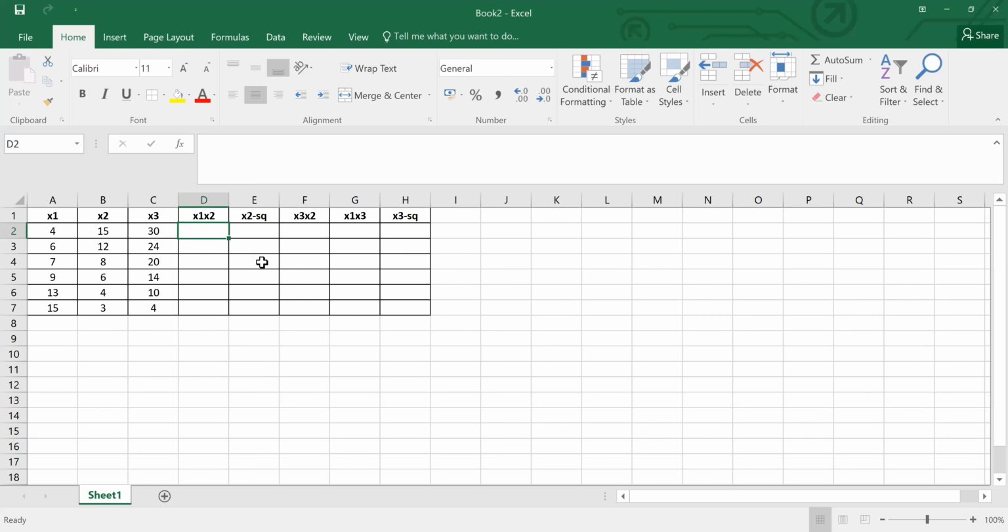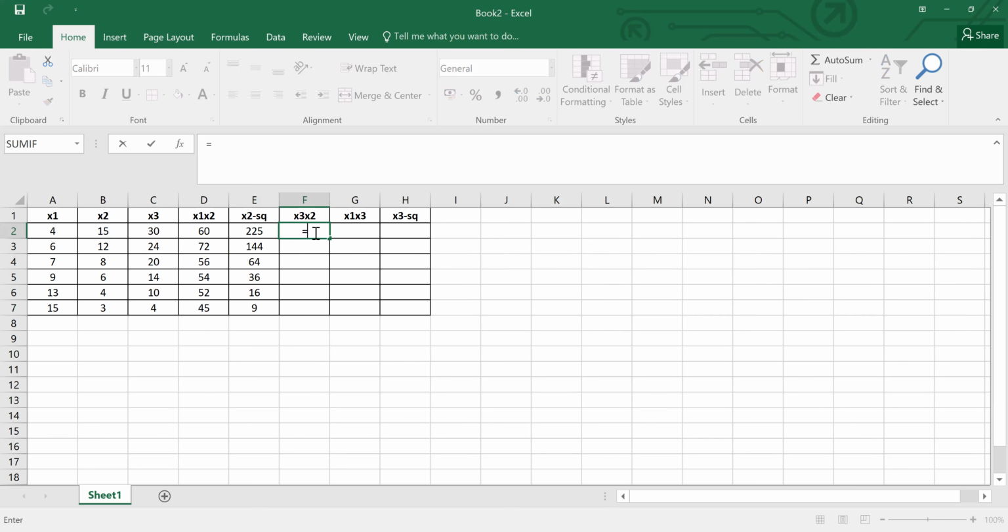So I want to illustrate how these products and summations can be obtained quickly using Excel. This is the data that was given in the question, x1, x2, x3. Then I need x1 times x2, so this is the same as this times that. Then you drag that formula. Then I need x2 square, so this will be this value raised to power 2. Then I apply the same formula elsewhere.